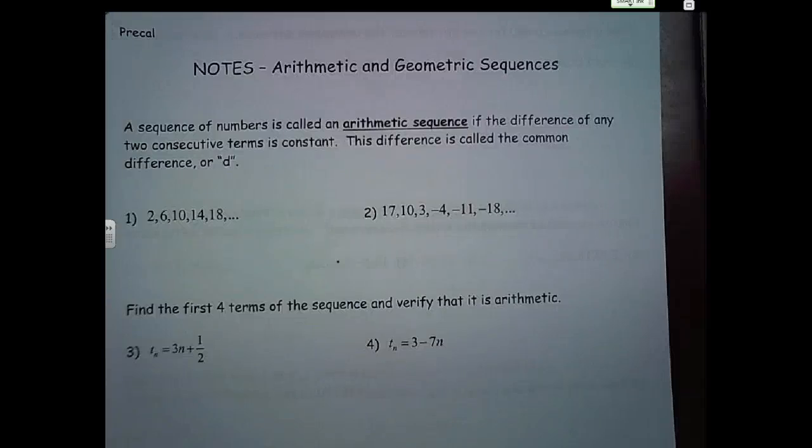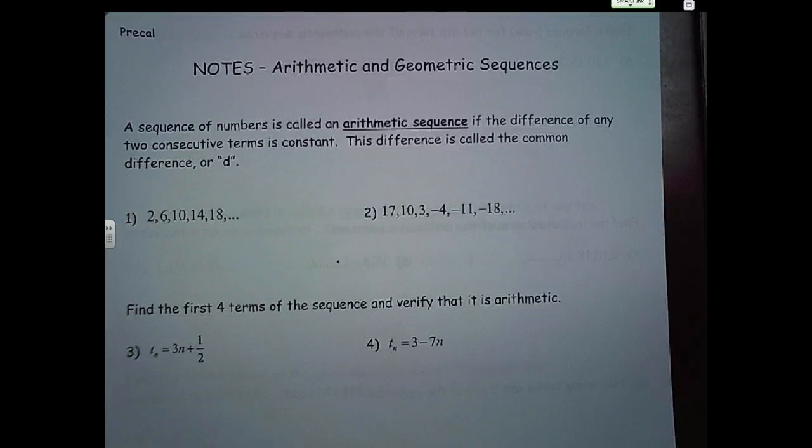Okay, so for today, we're only going to talk about arithmetic, and then on Monday, we're going to do geometric. Even though it says both, we're just going to do half today. If you read the definition of an arithmetic sequence, it's a sequence of numbers. It's called an arithmetic sequence if the difference of any two consecutive terms is constant. The difference is called a common difference, or d.